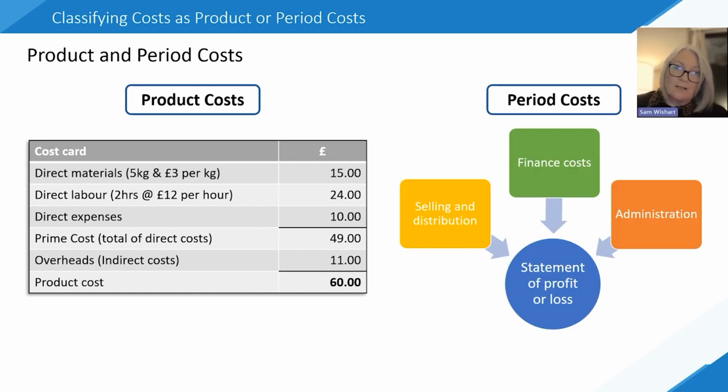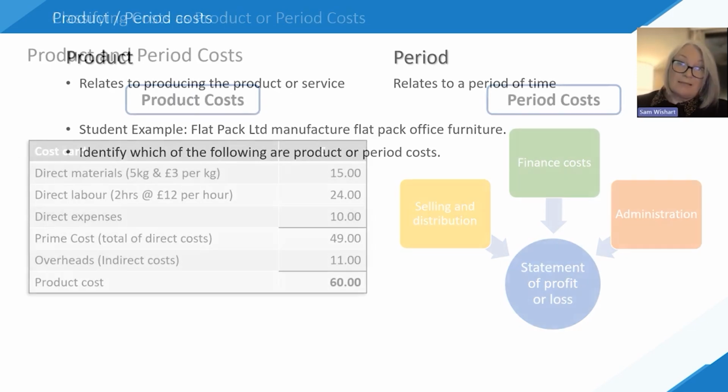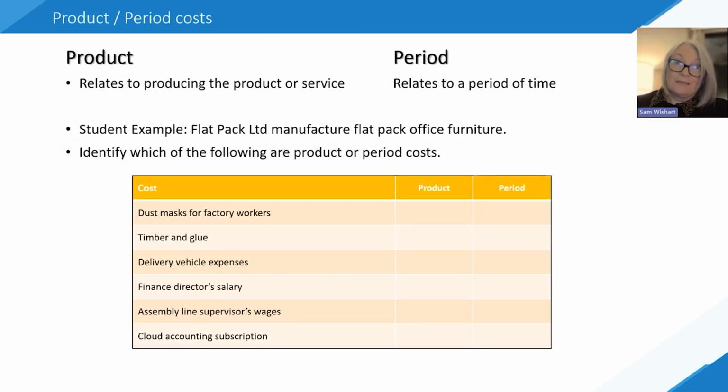Period costs are costs that relate to a particular time period, so not to production. For example, that might be the annual loan interest or perhaps a monthly advertising subscription. Period costs are transferred or charged directly to the statement of profit and loss. They're not related to producing the product or service, so they're therefore not included in the cost card. Let's have a quick look at some examples just to see how this applies in practice.